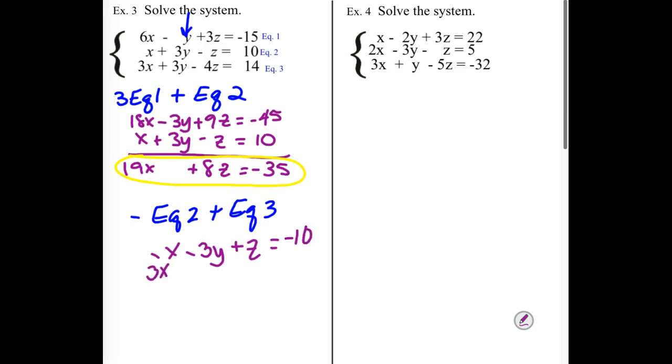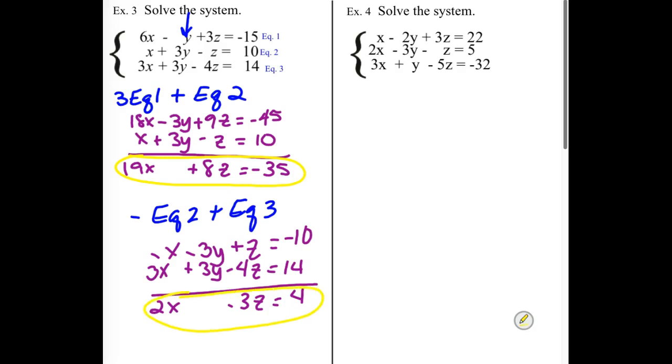Pairing it with the third equation, what do we end up with? 2x minus 3z equals 4. Looking at my two equations now that I've circled, do they both have the same variables left over? Yes? Okay. So let's put that together as a system.